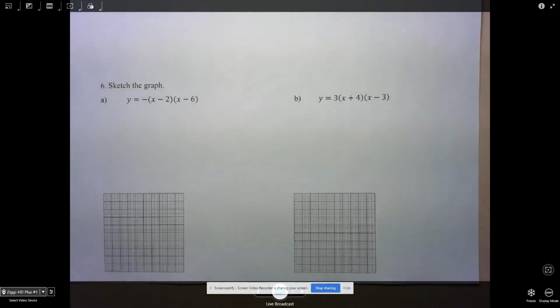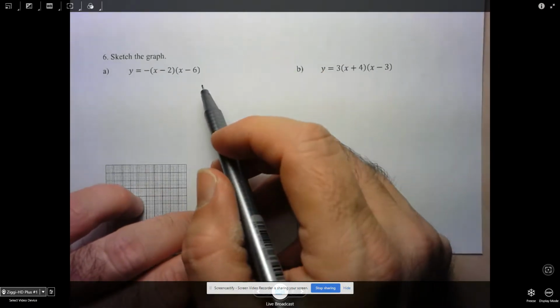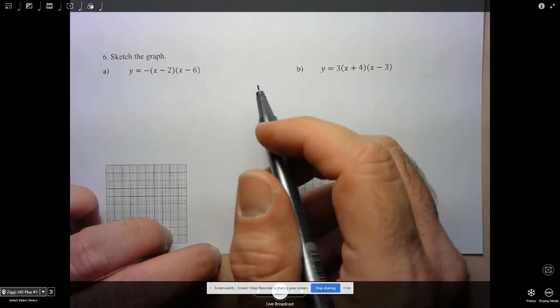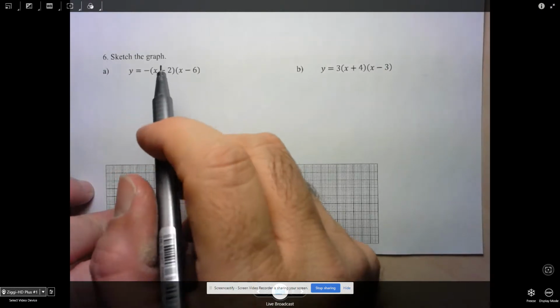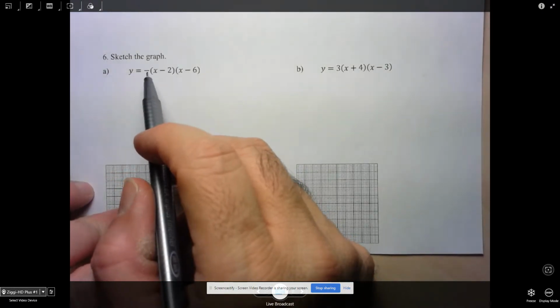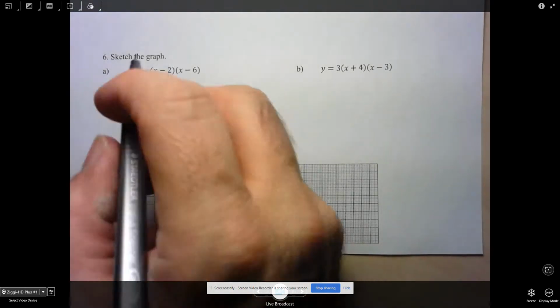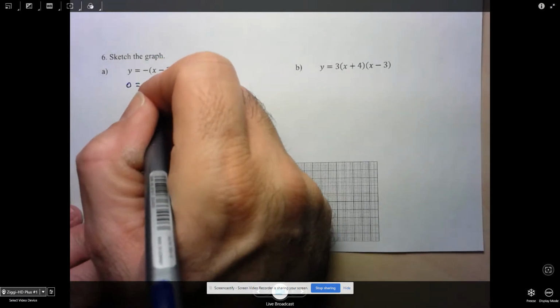Hi folks, we're going to take a look at number 6 from today's worksheet, and they're asking us to sketch two graphs of quadratic functions that are given in factored form. All right, so let's recall what factored form is particularly useful for: all the operations on the right-hand side of the equation are multiplications. It's very easy to determine when that's going to be equal to 0.